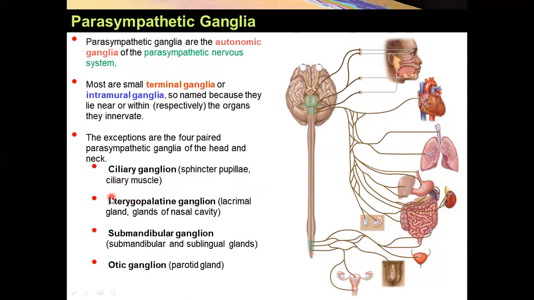Now, the pre-ganglionic parasympathetic fibers running with the facial nerve synapse in two different ganglia. One is the pterygopalatine ganglion, the other is the submandibular ganglion. And the preganglionic parasympathetics within the glossopharyngeal nerve synapse in otic ganglion.